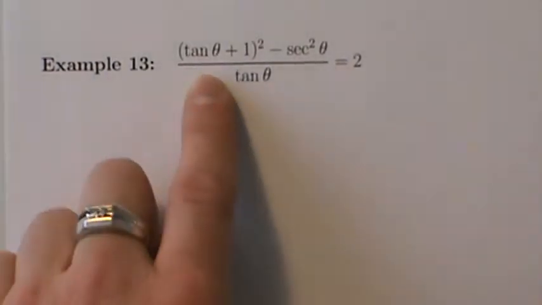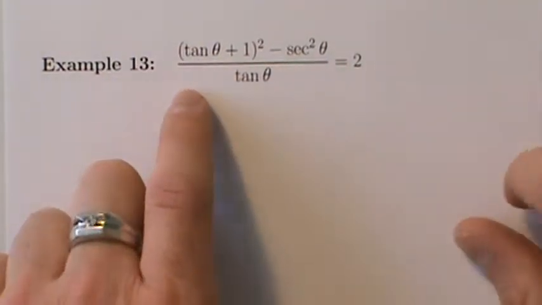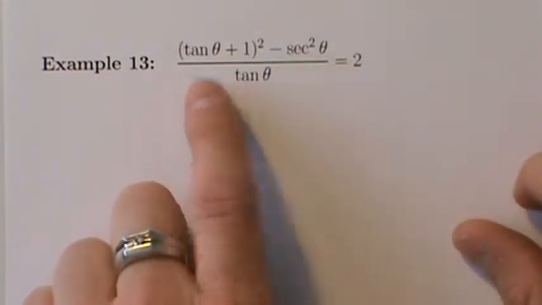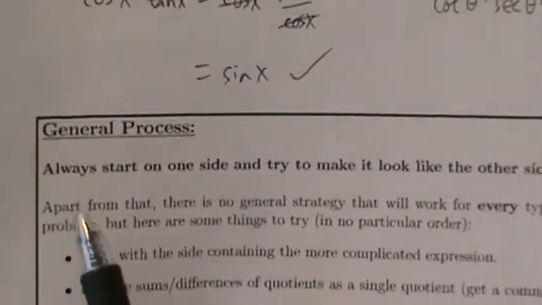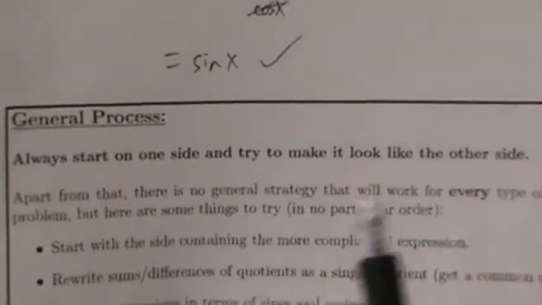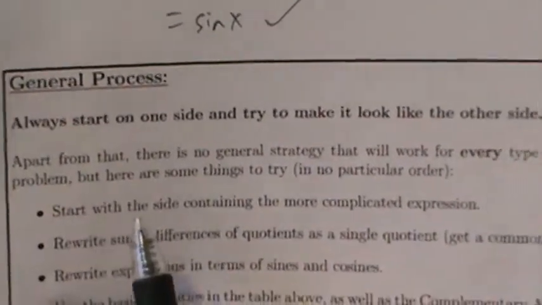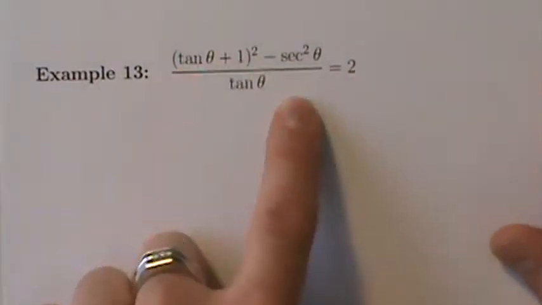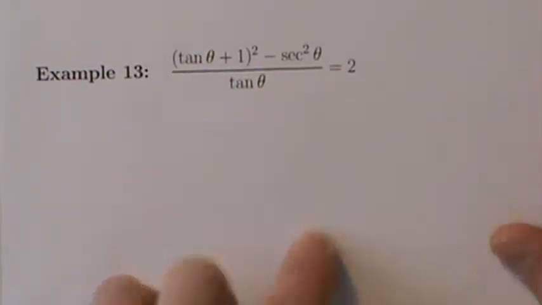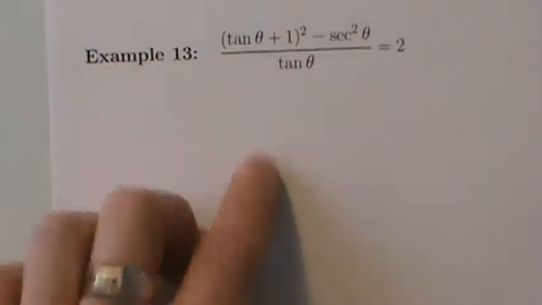Tangent of theta plus 1, quantity squared, minus secant squared of theta, all divided by tangent of theta, equals 2. Okay? So let's go back to our general process from an earlier video. Always start on one side, try to make it look like the other side, and usually start with the more complicated side. I think we can all agree that the left side is a little more complicated than the right hand side. So let's start on the left.